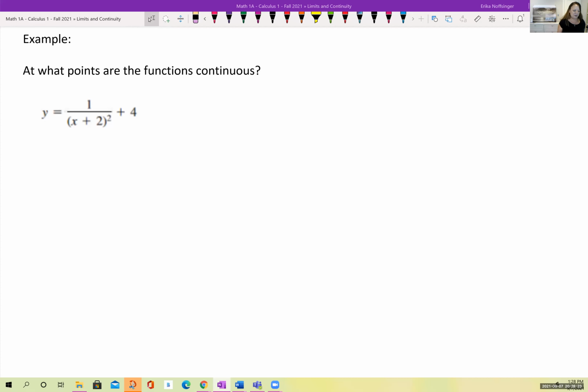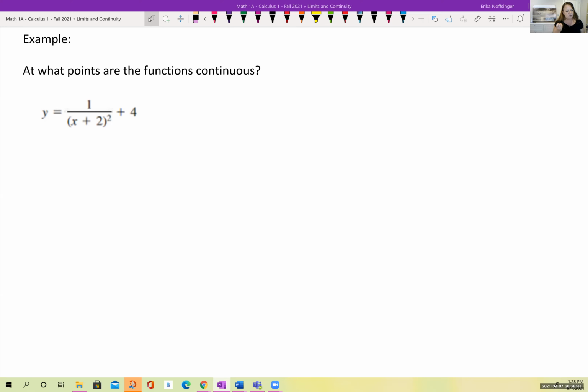Okay, so our first example. At what points is the function continuous? We have y is equal to 1 over (x plus 2) quantity squared in the denominator, and then outside of that fraction plus 4.